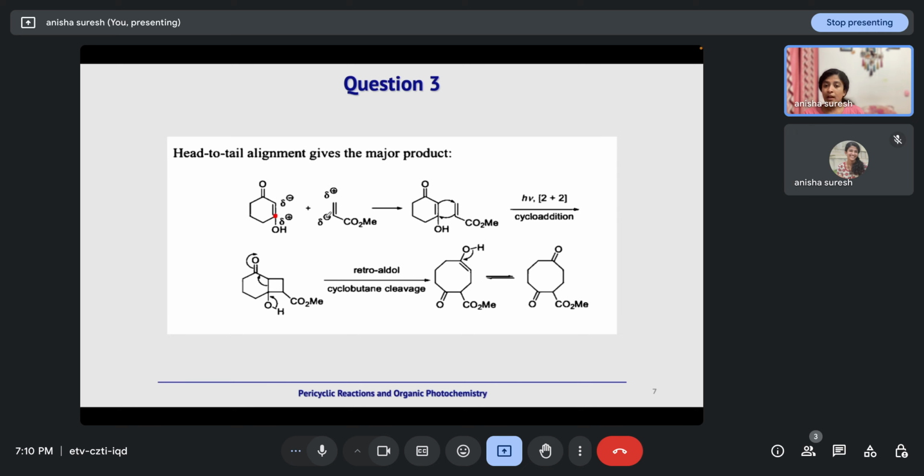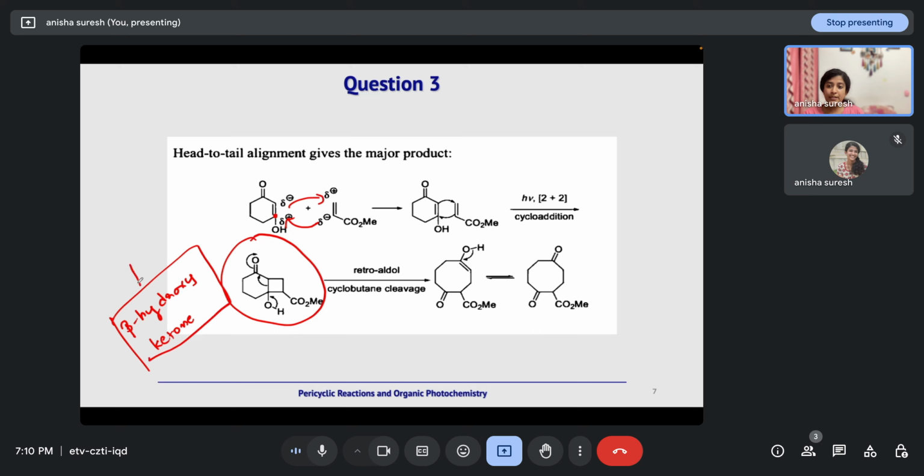So this delta negative and delta positive will recombine, and delta positive and delta negative will recombine. So the cycloaddition will be taking place in this fashion, and we will be getting this as a major product here. Now if we see, this is a beta hydroxy ketone, which is an aldol product.